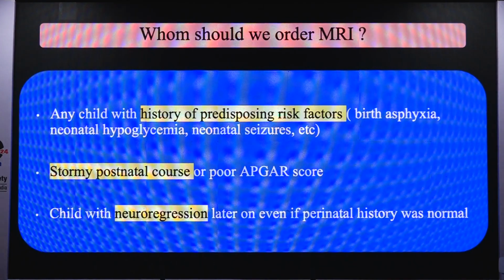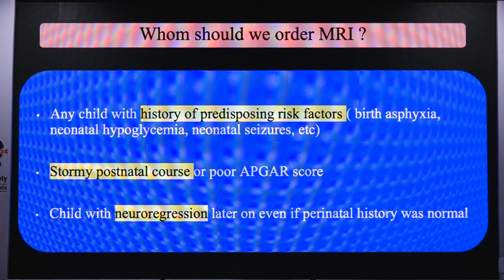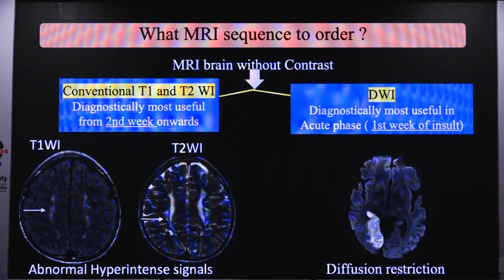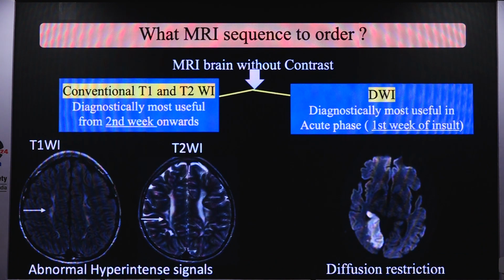So now coming to the higher visual function deficit, it depends on the timing of insult, location of damage, and degree of insult, all three of which can be beautifully studied in MRI. So in whom should we order MRI? Any child, like you saw, with history of predisposing risk factors, or a child who has a stormy postnatal course with a poor Apgar score, or a normal child with a normal perinatal history but showing neuroregression. These are the candidates where you will order MRI. What MRI sequence will you order? An MRI brain without contrast is good enough.